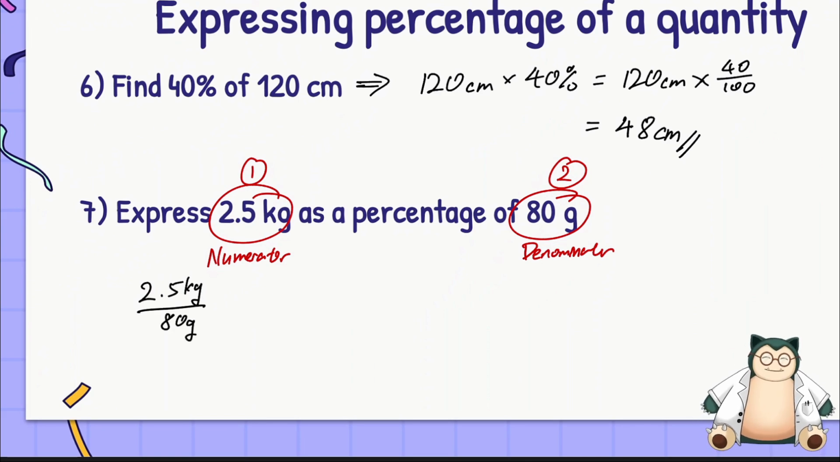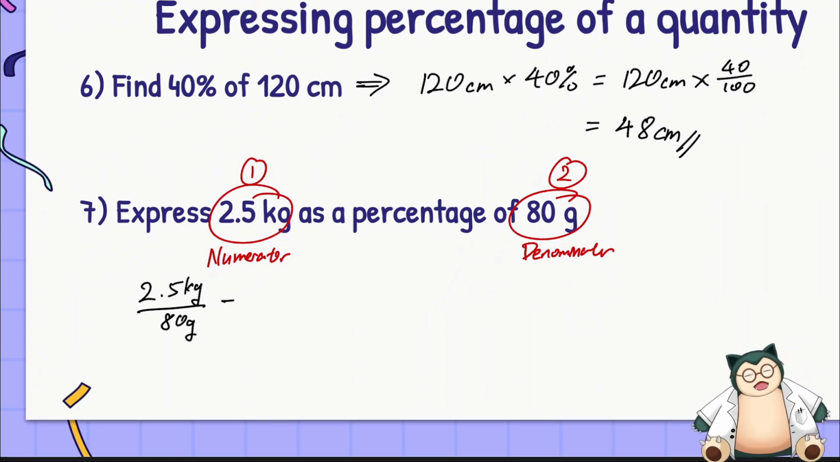Now, you see it is a fair fraction to write. Most of you have realized it's not in the same units. So let's first convert them into the same units. So we multiply 2.5 kg by 1000, we should get 2,500 grams over 80 grams.